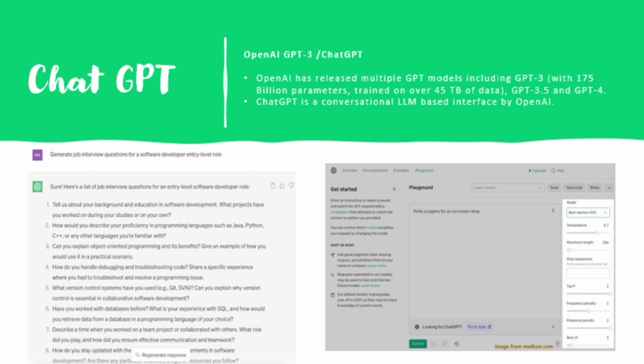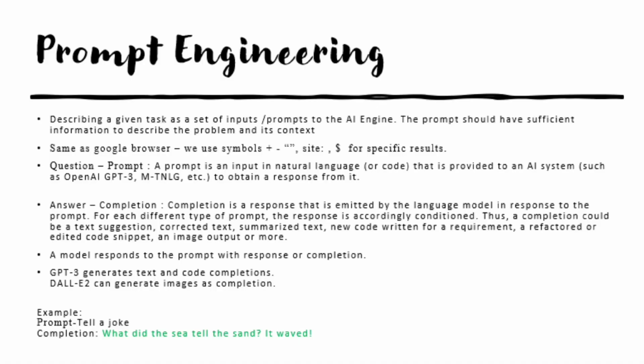So let's see the next slide. Yeah, prompt engineering, as I said, right? What type of question is asked to an AI is called a prompt. That is nothing but a set of inputs, or prompts, to an AI engine. We call it a prompt. This prompt should have sufficient information, right? If you are telling anyone your problem, you should be clear. So you should give a correct input so that you can get the desired output.